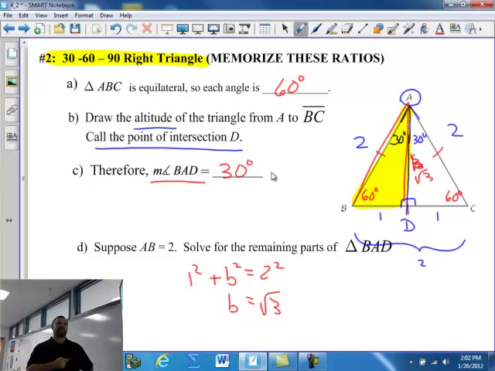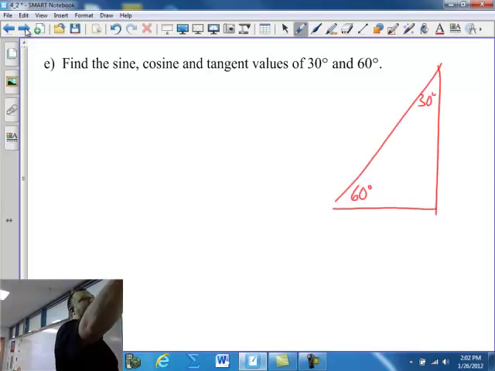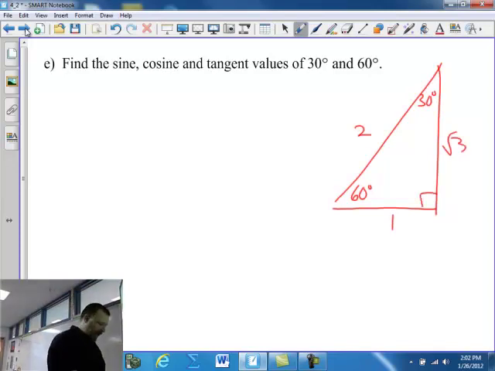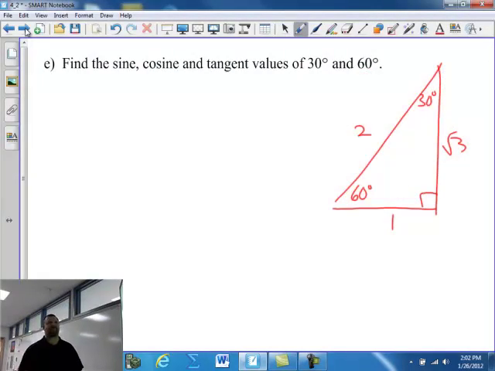I think we have, but we might want to redraw that. We have our 30-60-90 triangle. We had 60 degrees here, 30 degrees here, and sides 1, 2, and square root of 3. Yes. So you need to memorize that triangle, or memorize the answers to what we're about to do.